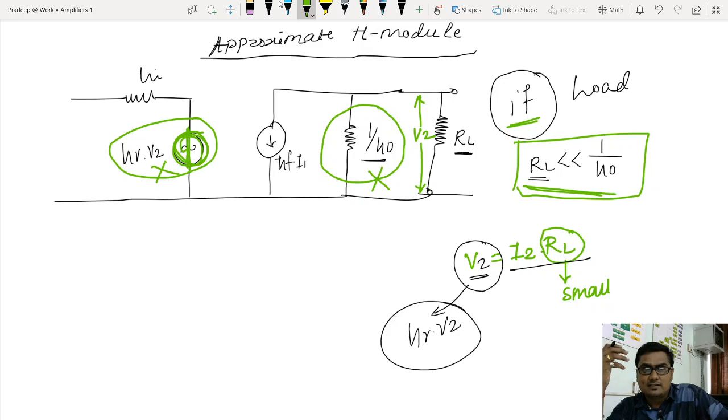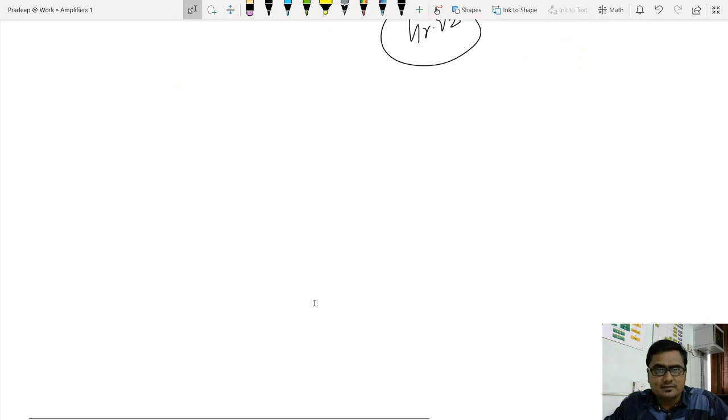See, only one condition. If RL is very small, अगर आप एकदम छोटा सा लोड कनेक्ट कर रहे हो, लोड मीन्स आई एम टॉकिंग अबाउट द रेजिस्टेंस, राइट? अगर आपका लोड रेजिस्टेंस एकदम छोटा है फॉर दिस हाइब्रिड मॉड्यूल, then it will get converted into the approximate H module. So what is the approximate H module? If RL is very much less than 1 divided by HO. Now see, I have to neglect 1 divided by HO, I have to neglect HR V2, then what is the remaining thing? बचा क्या फिर? What am I left with?